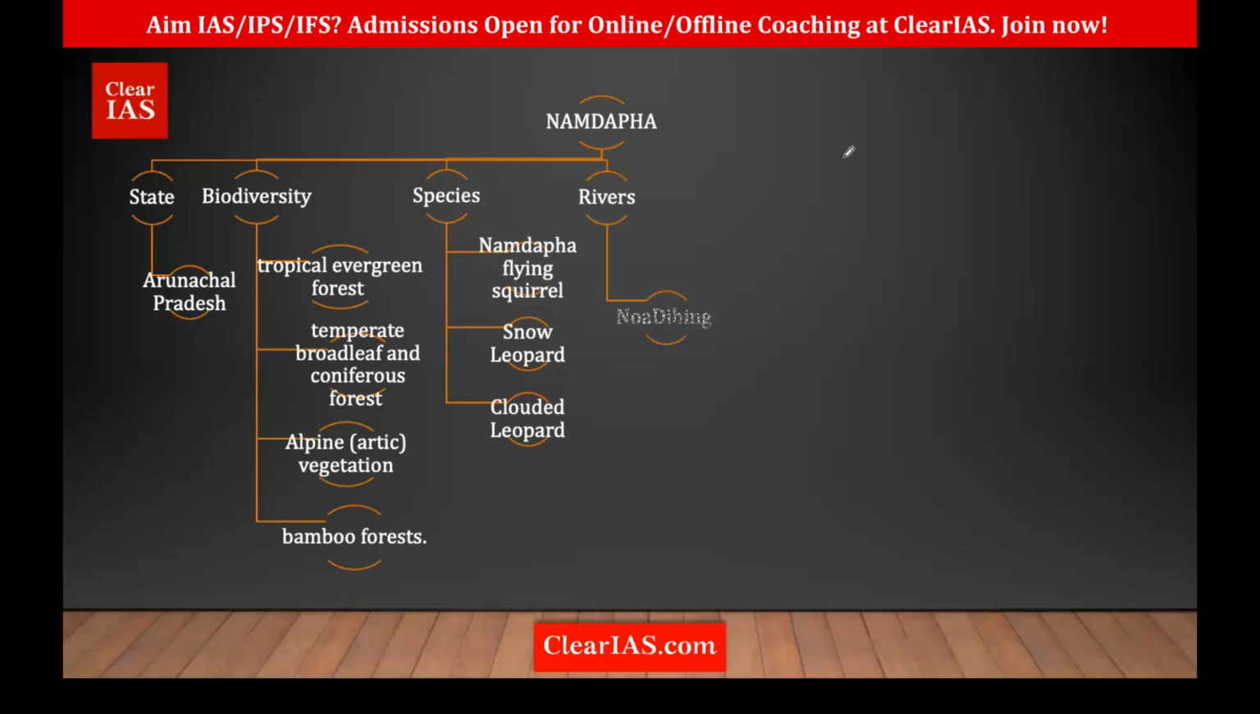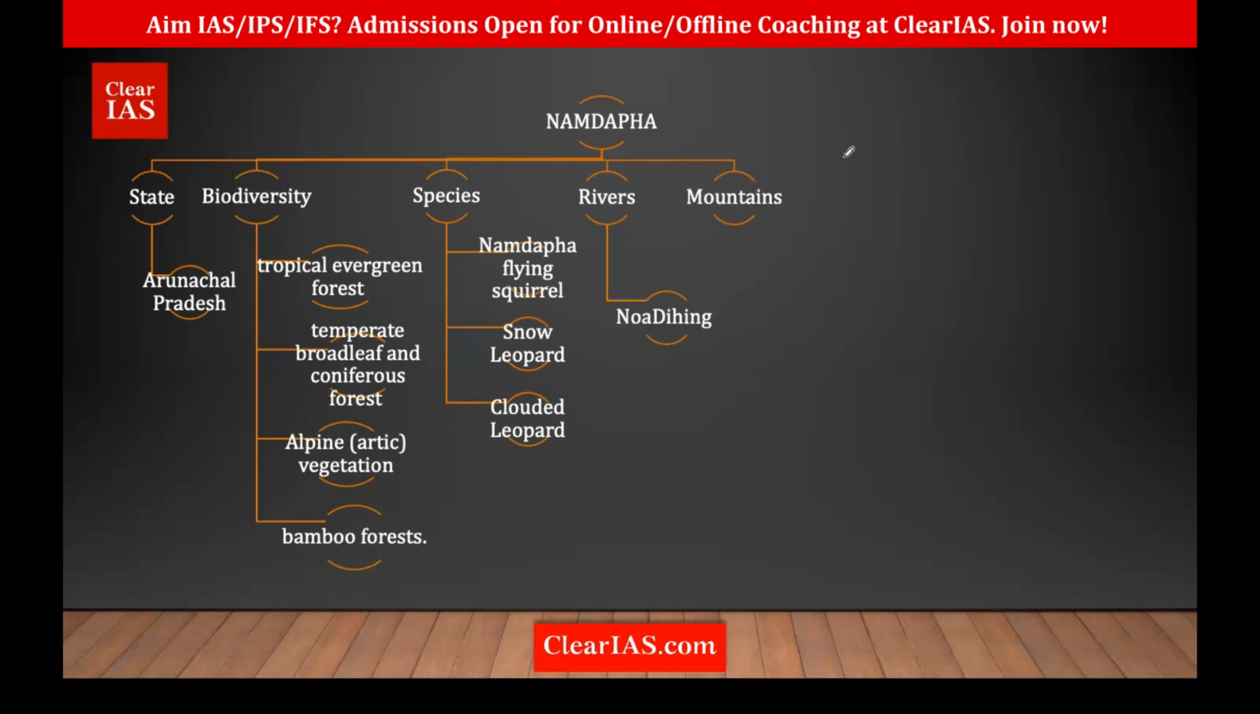And which river flows through Namdapha? There's a river called Naodihing. We know Dihing is a tributary of Brahmaputra, and Naodihing is a small tributary of Brahmaputra itself. So Naodihing flows through Namdapha. Like last session, we studied the rivers of Brahmaputra. You can imagine the location of Dihing, so where would this Namdapha be? It would be somewhere around Dihing, so that means the easternmost end of India, the easternmost side of Arunachal Pradesh. We'll see the location after this.